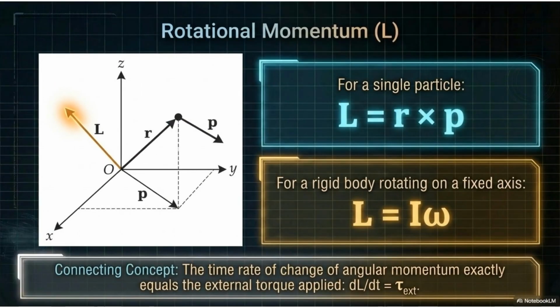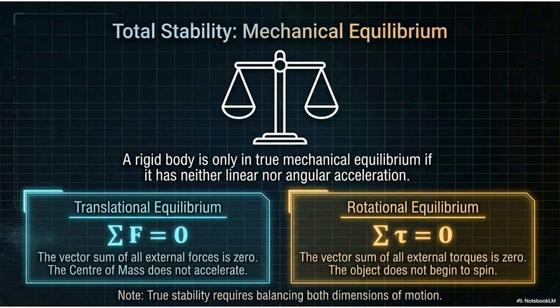Now, let's turn our attention to rotational momentum, represented by the letter L. For a single particle, this is defined as the cross product of position and momentum. For a rigid body rotating on a fixed axis, we express it as the product of the moment of inertia and angular velocity. True mechanical equilibrium requires stability in two dimensions. An object is in equilibrium only if it has no linear or angular acceleration. This means the sum of all external forces must be zero, and the sum of all external torques must also be zero.